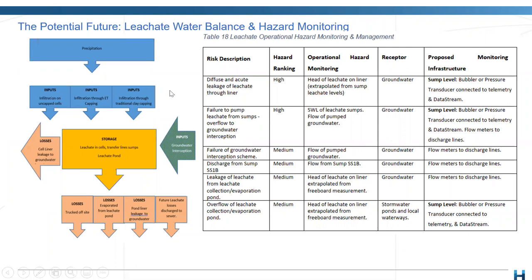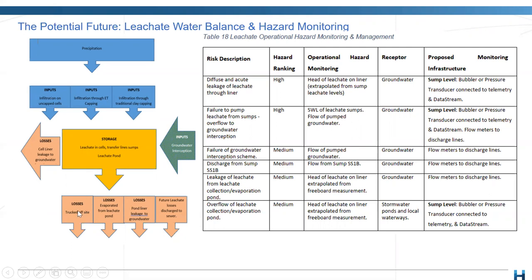So there are a number of different ways for leachate to be generated. We then identified the storages, so how much leachate was actually on the site, and where was it? Was it in the cells? Was it in the transfer lines? Was it in the leachate ponds? We looked at various ways that leachate could be lost from that.